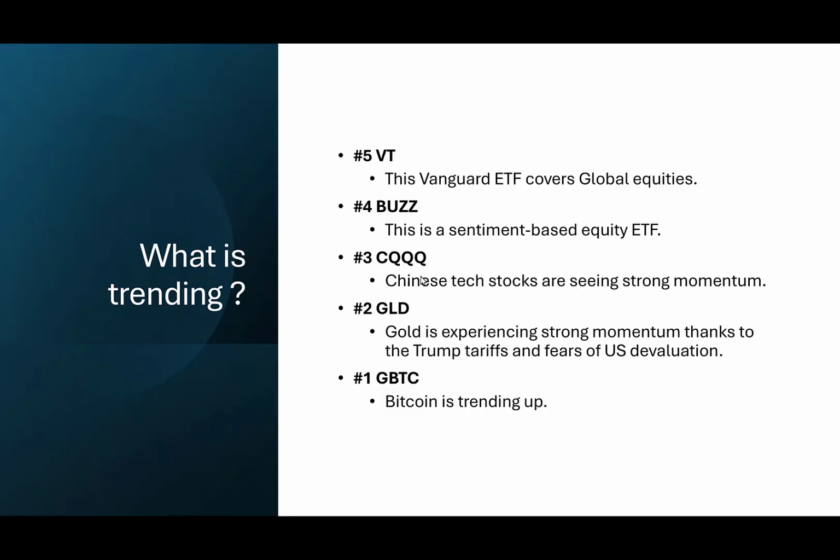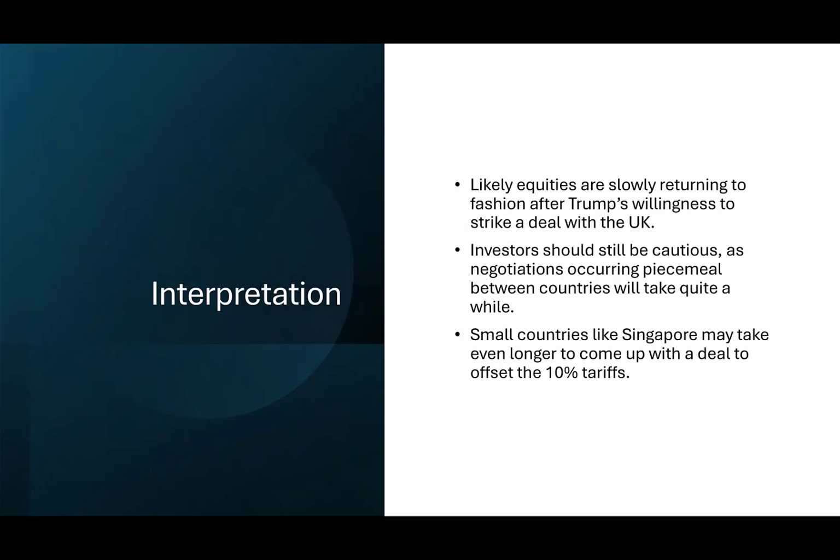But the 2 big winners, and what's trending right now, are, first of all, gold. Gold is experiencing strong momentum thanks to the Trump tariffs and fears of a US devaluation. And finally, Bitcoin is just trending up over the past few days. But because Bitcoin is highly volatile, whenever Bitcoin is trending up, it tends to become number 1. If it is not trending up, it would disappear from the list entirely. So now we have an idea that, generally speaking, gold and equities are doing quite well in the financial markets right now.